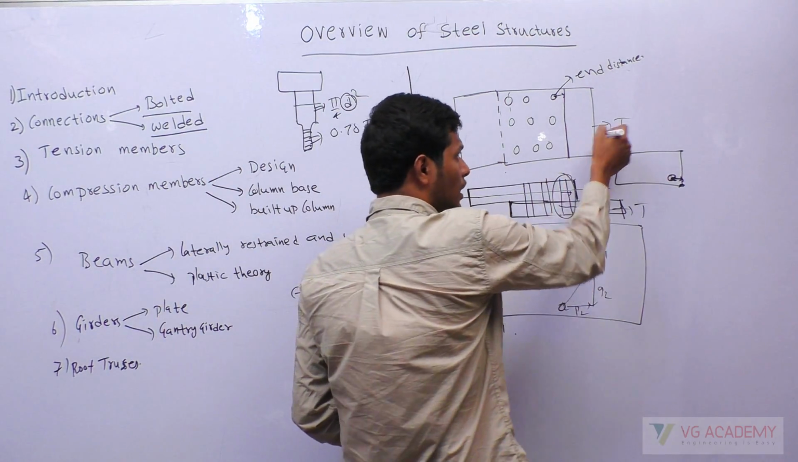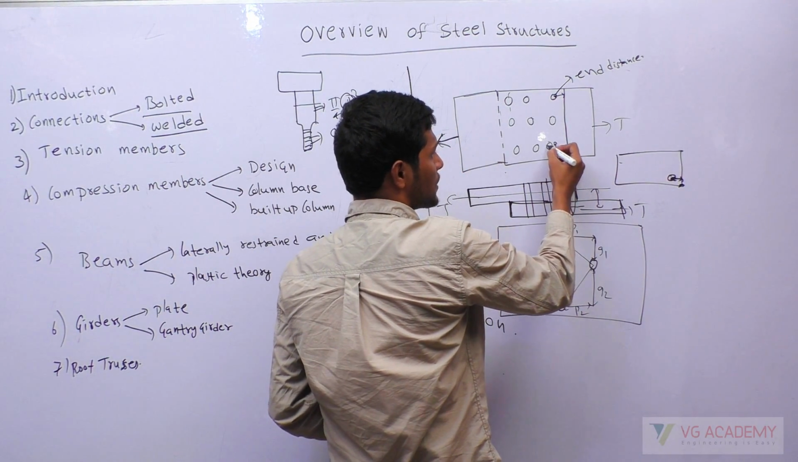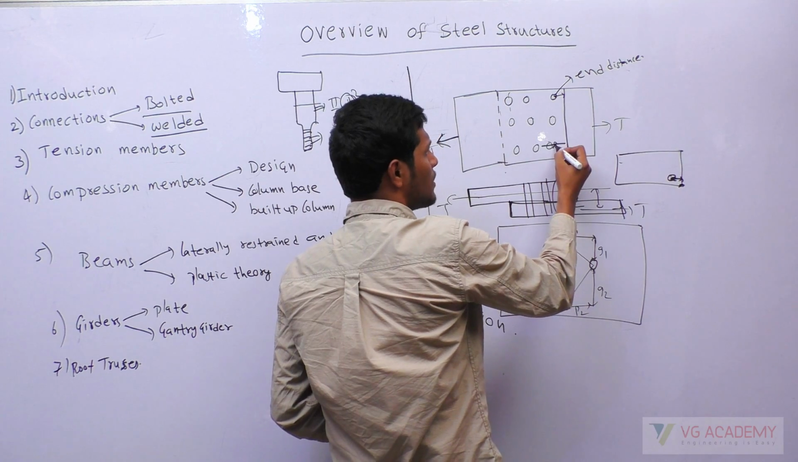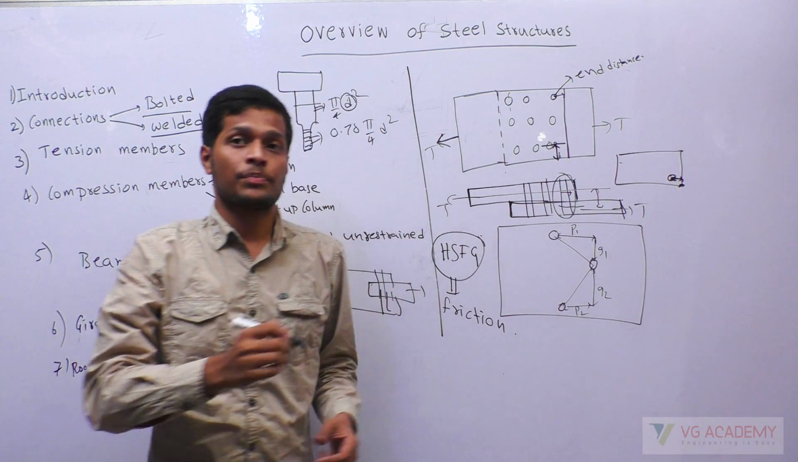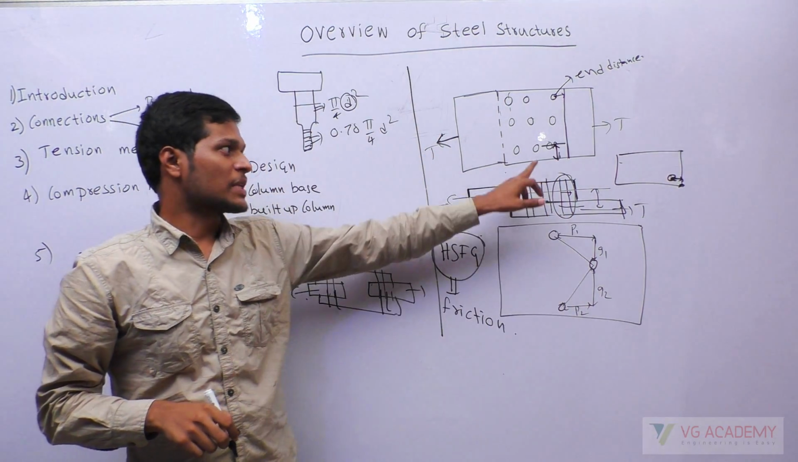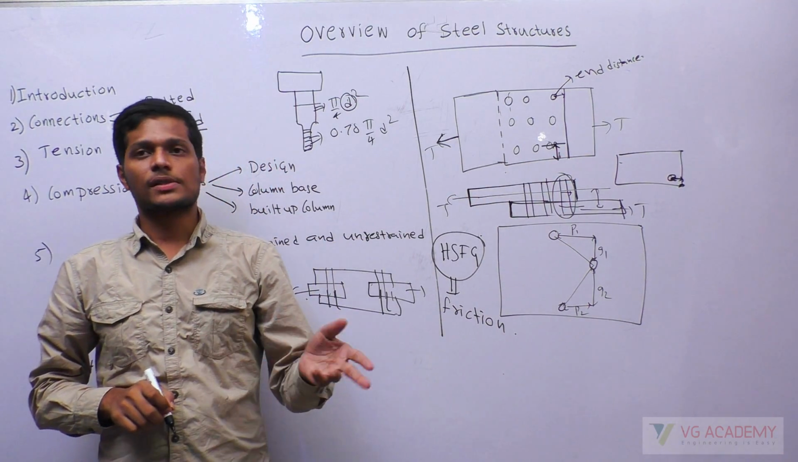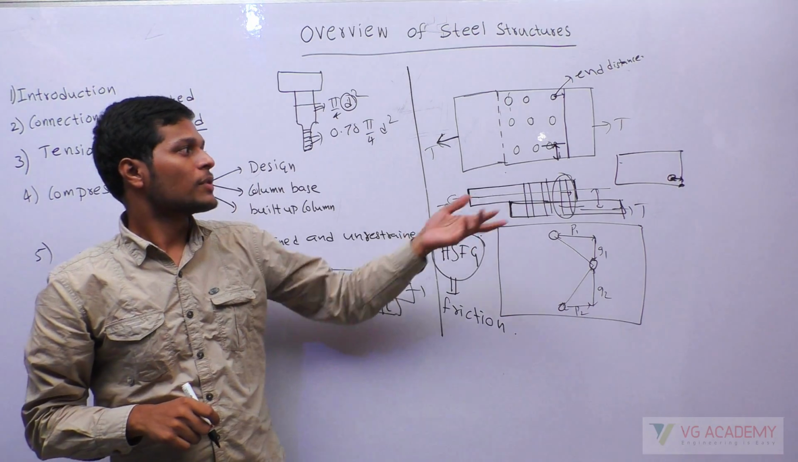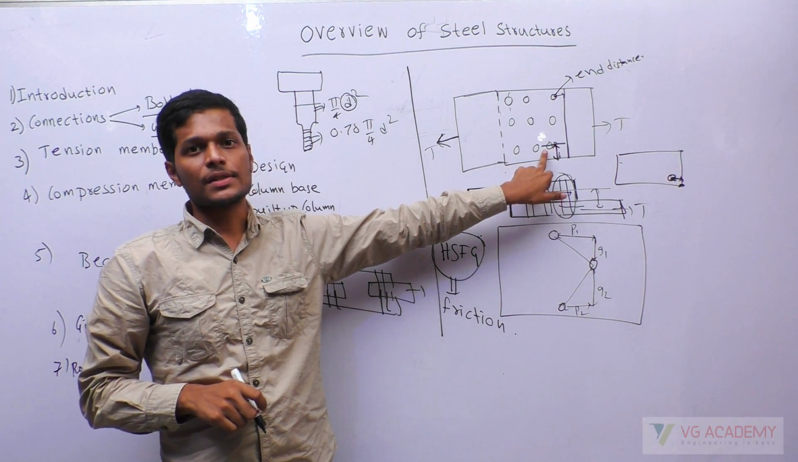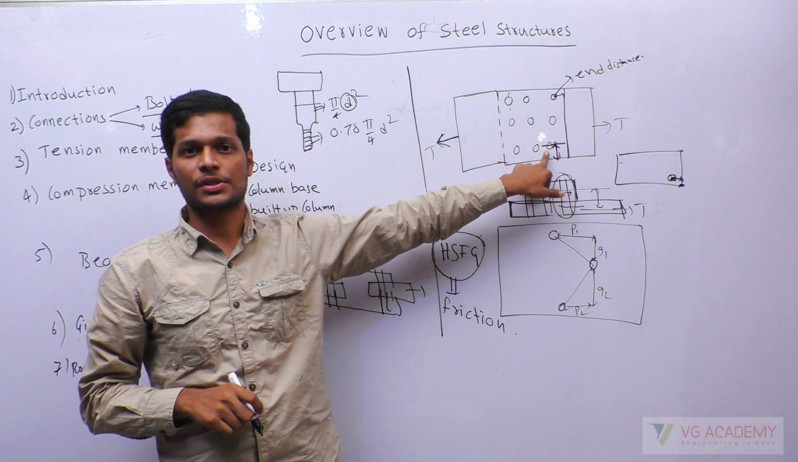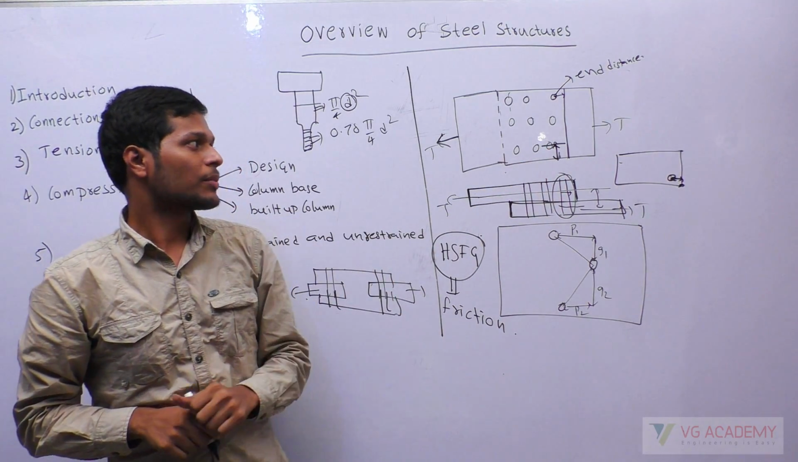Similarly, perpendicular to the load we will have edge distance. This is measured from center. So this is called edge distance. This is very important. The specifications of minimum edge distance are important. The specifications have been mentioned in the PDF. So you can read what is edge distance and what is the minimum edge distance required. Okay.